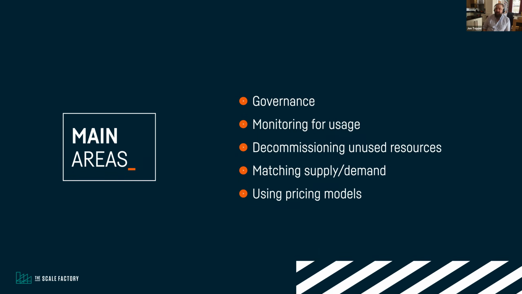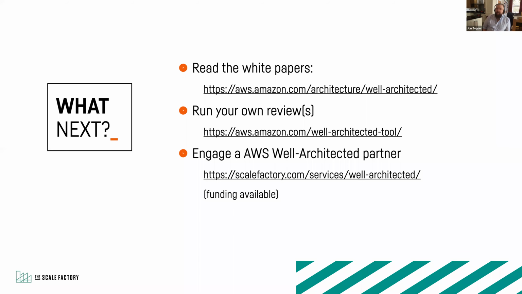So those are things to think about. So that's all of the 5 pillars. What's next from here? Well, you should probably read the white papers. They're not long. They're pretty well written. There's some good stuff in there. You may not agree with all of it. I don't agree with all of it, but it's worth looking at and seeing what AWS think of as best practice. You can run your own review.